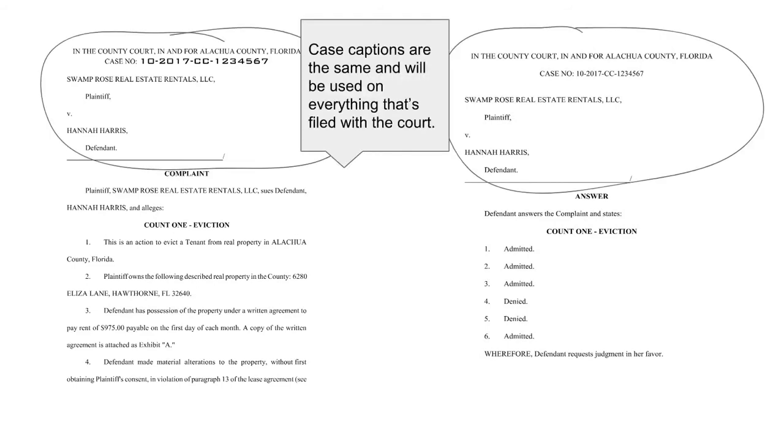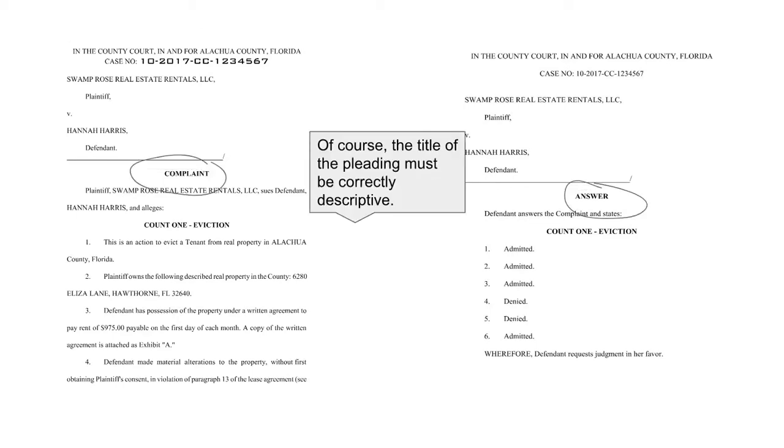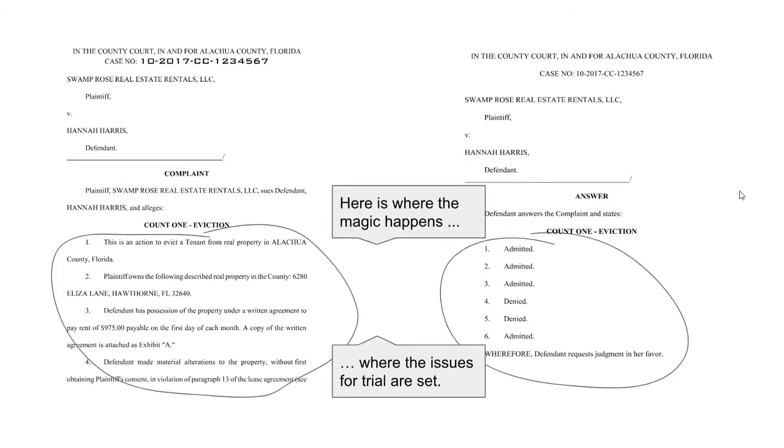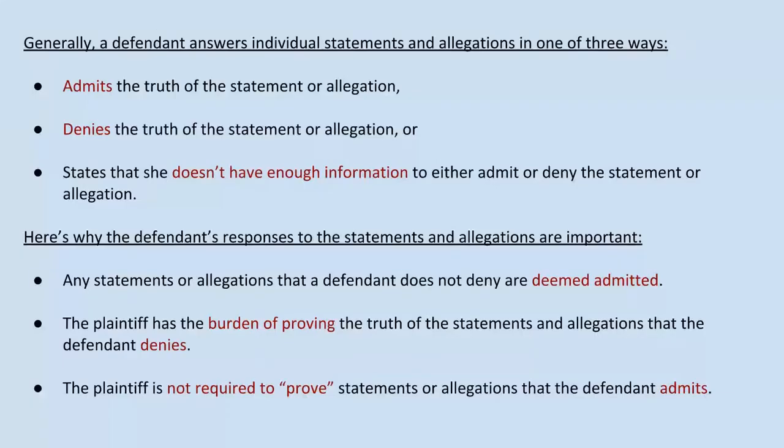So the case captions are the same and will be used on everything that's filed with the court for the rest of the case. Of course, then there's the title, and then a short and to-the-point line of introduction. The pleading magic happens in the numbered paragraphs. The issues for trial are formed when the complaint and answer are read together, and that's what we're doing next.